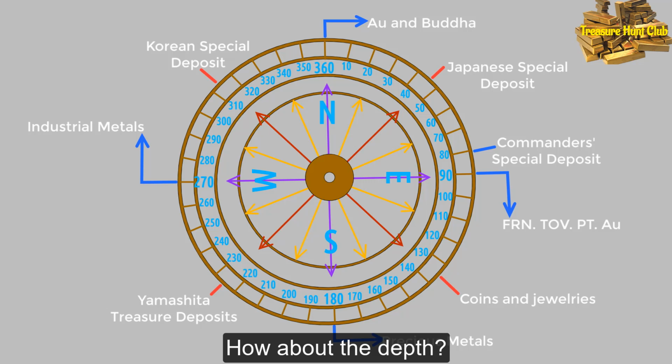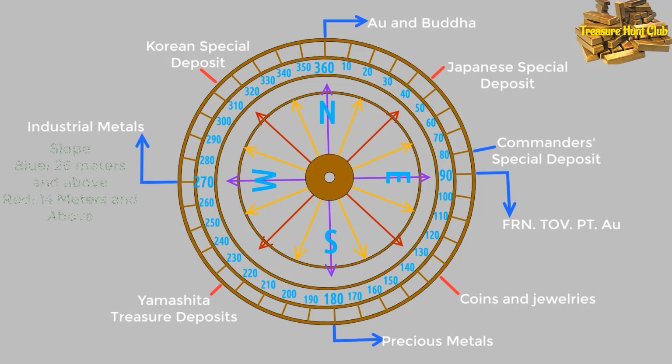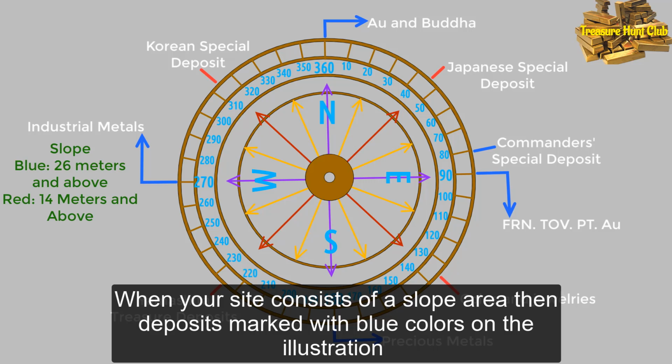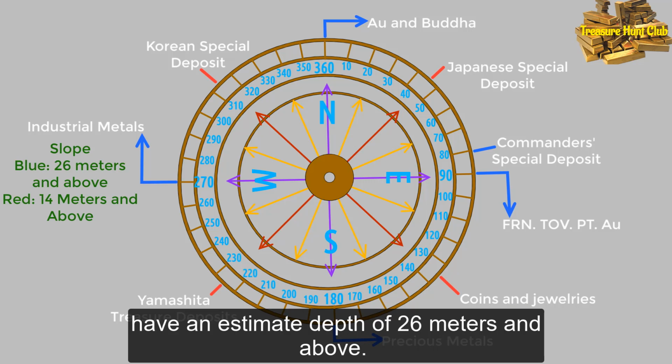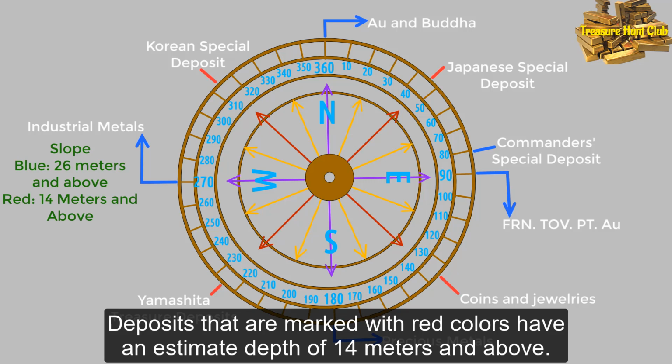How about the depth? The Yamashita Compass Code does interestingly provide estimate depth about reaching your target. When your site consists of a slope area, then deposits marked with blue colors on the illustration have an estimate depth of 26 meters and above. Deposits that are marked with red colors have an estimate depth of 14 meters and above.